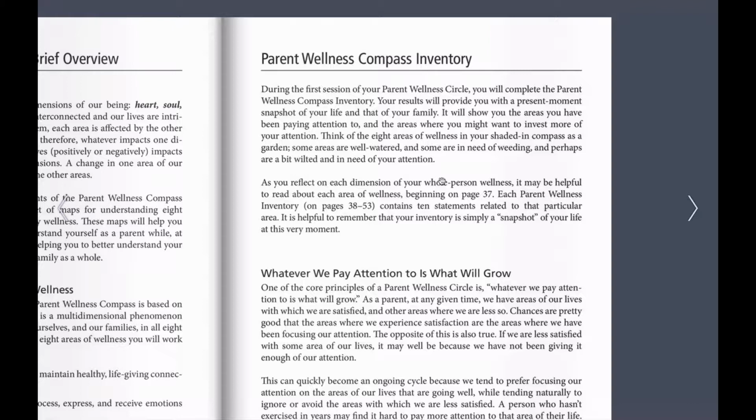We want to present it in a very strength-based way, and we also can teach this concept here: what we find when we look at the inventory, and when we create our maps and our next steps, is that what we pay attention to is what will grow.